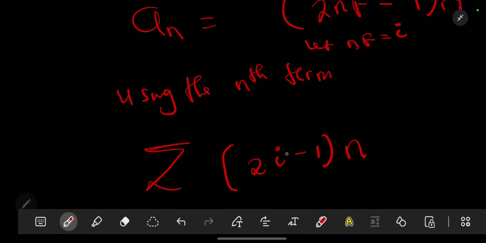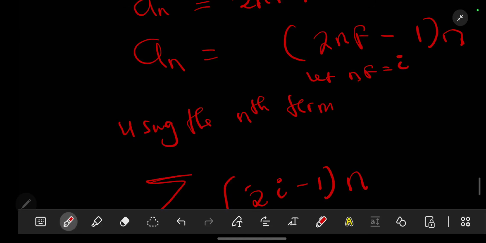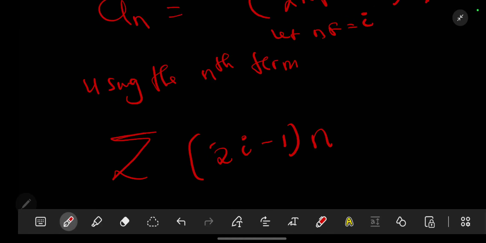Now you can wonder, how can you get the value? You can say that i goes from 1 until, remember we have 11 terms. So for us to have 11 terms, the last value will be equal to 11.